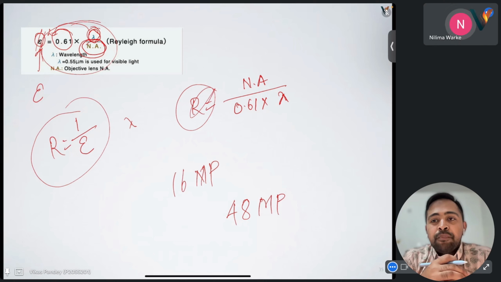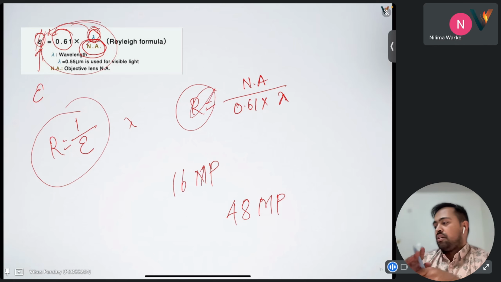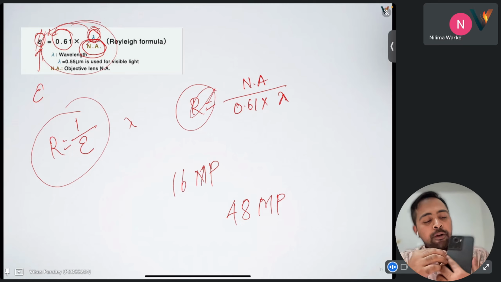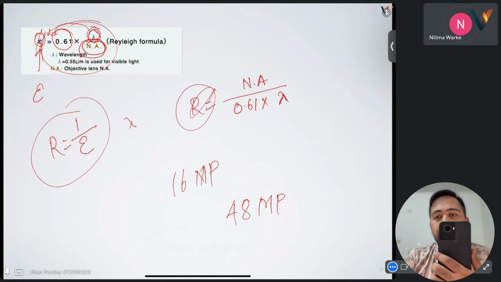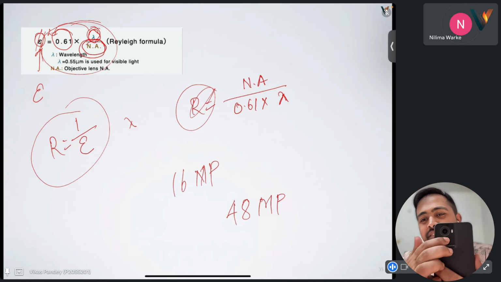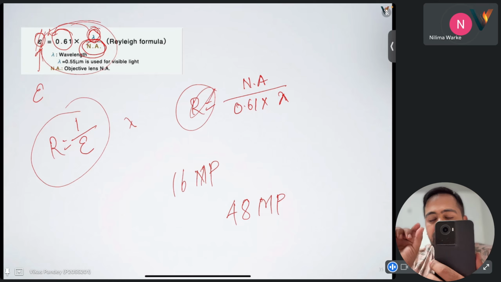So if you see numerical aperture, like this is a mobile camera, right? This is visible, right? You don't see this big size. The actual lens is this small black one inside it. So it has a very small area. Numerical aperture is that area.